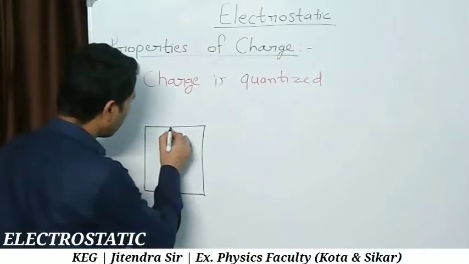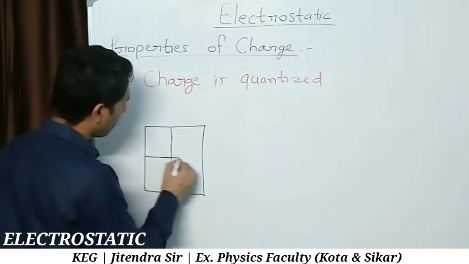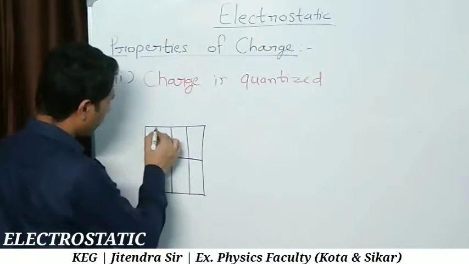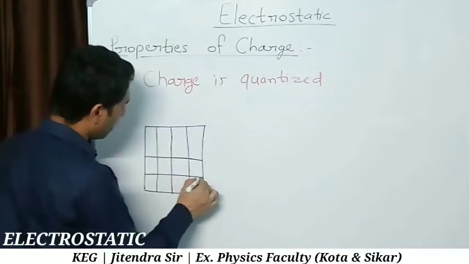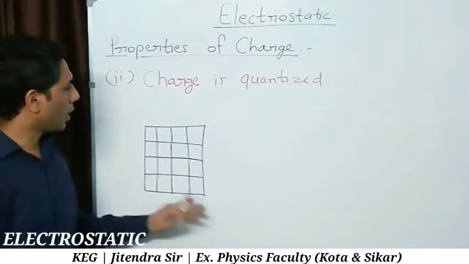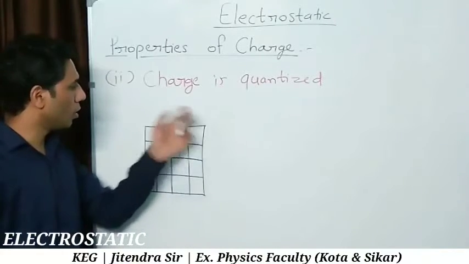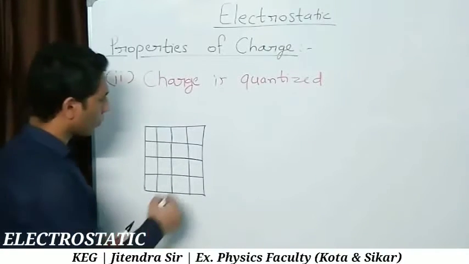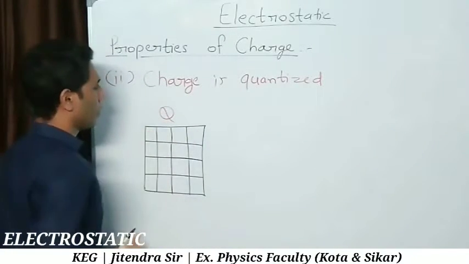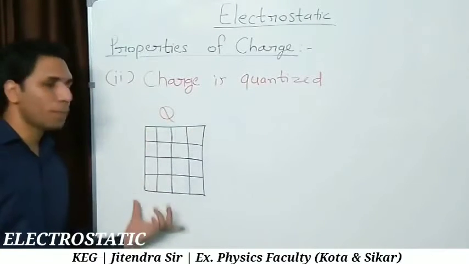So let's see. First we break this from the middle. Now from here, now from here, now from here, and now from here. You can assume that each part has the same dimensions of this paper. Now, I place the total charge Q on this paper. We suppose that the total charge Q is placed on this paper.